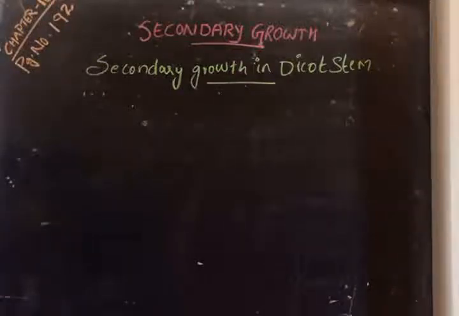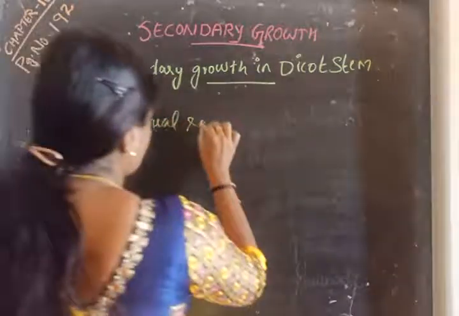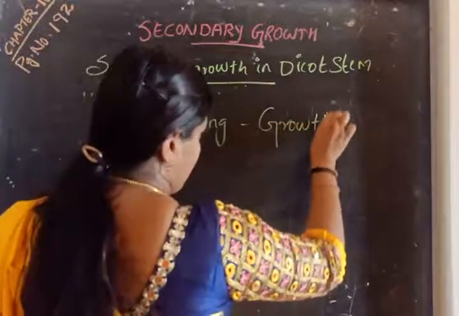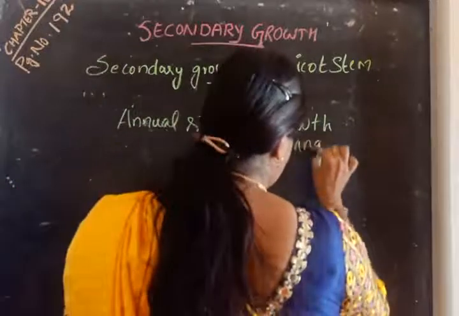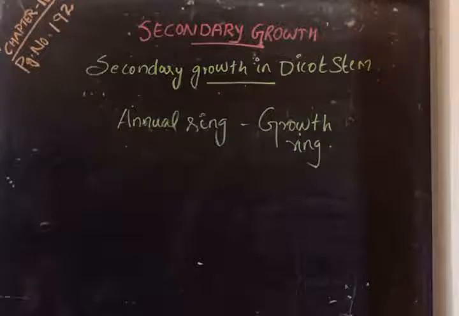So, the annual rings. What are annual rings? The annual rings denote the combination of early wood and late wood, and the rings become evident to our eye due to the high density of late wood. So, annual rings are called growth rings. Annual ring is also called growth ring. So, it is the combination of early wood and late wood, and the ring that is evident to our eye.